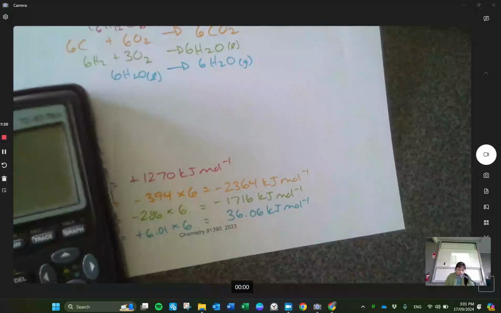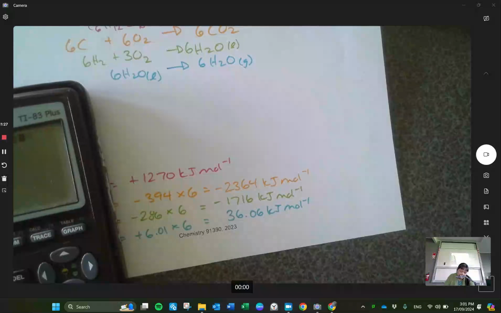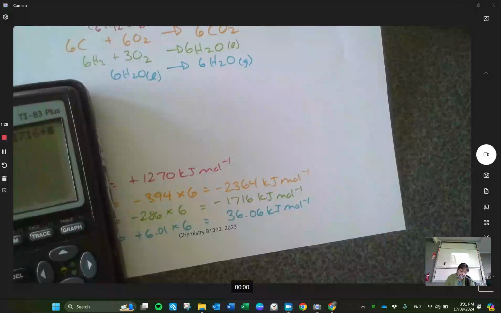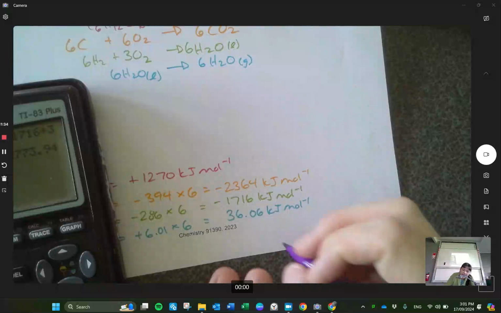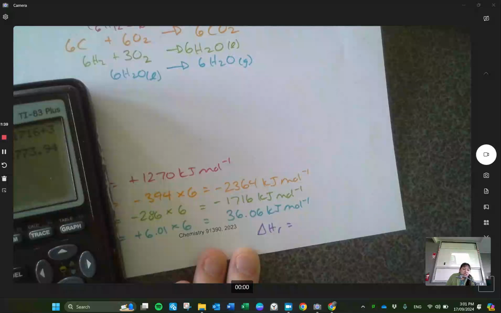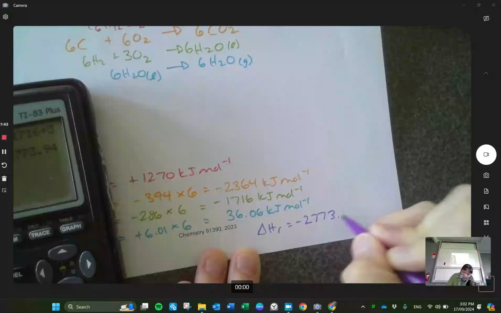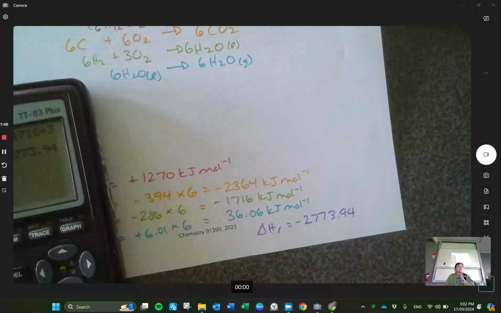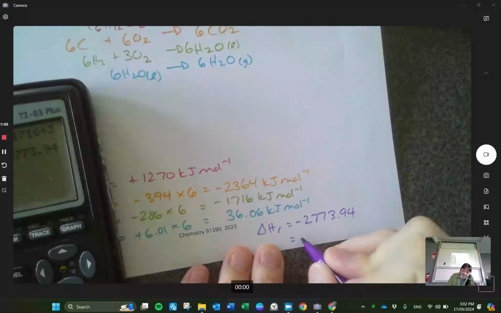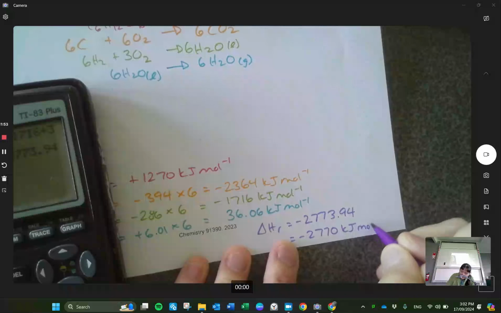So I have 1270 minus 2364 minus 1716 plus 3606. So I have my delta H for the reaction, for the combustion of glucose, is negative 2773.94. We want three significant figures. So if I was to do that, it would be negative 2770 kilojoules per mole as my final answer.